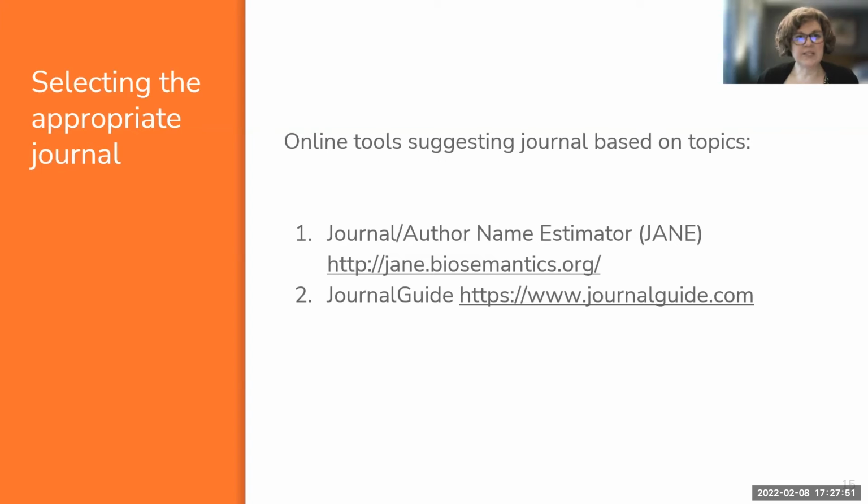Okay, so this is a part where I want to do some demo as well. There are in fact tools out there that would suggest a journal where you could publish based on your topic. I just selected two resources. The first one is called Jane, Journal Author Name Estimator, and the other one is called Journal Guide. I do personally love Jane. So we're going to have a look at these two right now.